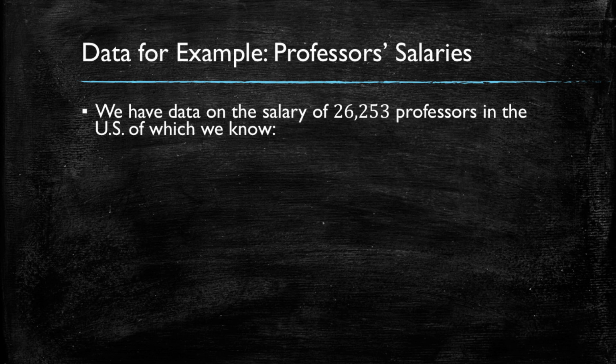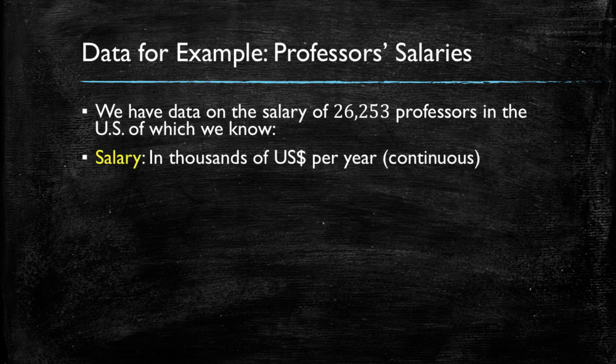Once again, the data we'll be using for this example is professor salaries from the US. And we have data from over 26,000 professors in the US, and we know several attributes of them. We know their salary in thousands of US dollars per year. This is a continuous variable and is going to be our dependent variable in our models. We will be investigating what professor attributes determine that professor's salary.